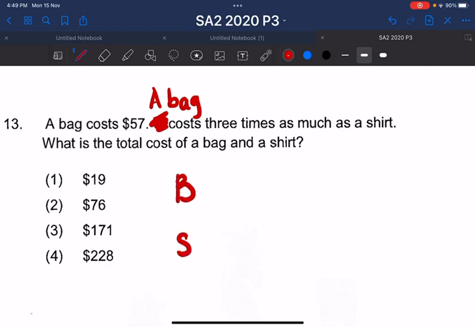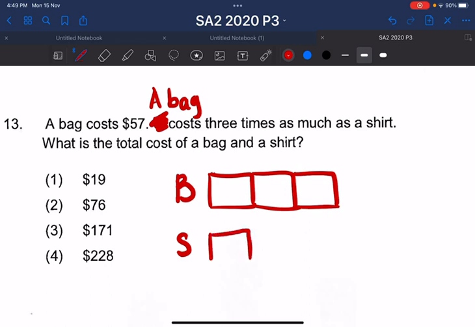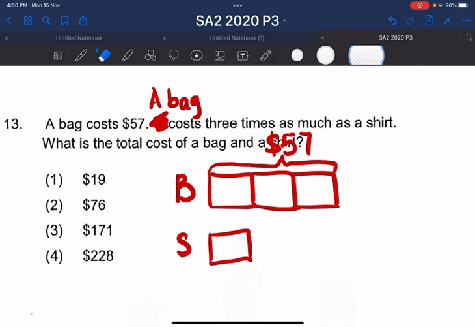I have a bag and I have a shirt. The bag is 3 times, that means 3 boxes. And the shirt is only 1 box. Now the bag, if you take a look, is written in the story as $57. The 3 boxes are actually worth $57. So my question would be, do you think you know how to find one of the boxes? There are 3 boxes. 3 boxes share together $57. Can you find 1 box?